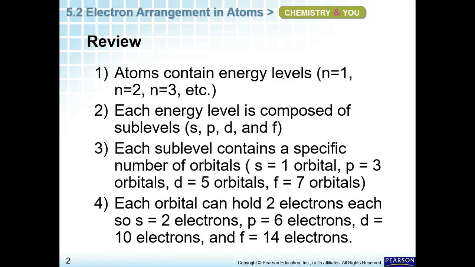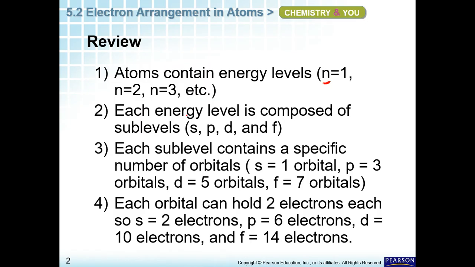We have energy levels. And we represent that by the principal energy level with the letter N. So N equals 1 means energy level 1. N equals 3 means energy level 3. Inside those energy levels, there are different sublevels. So S, P, D, and F are the 4 letters that we use.